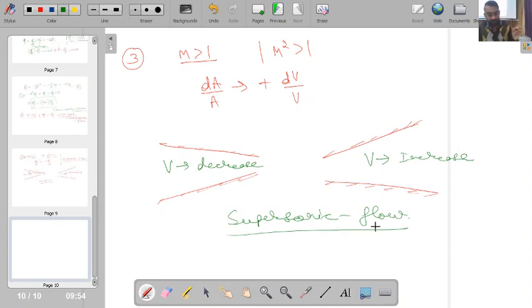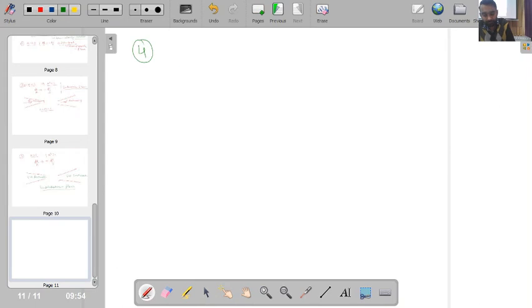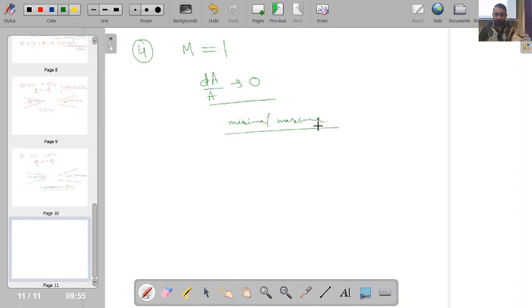Okay. Fourth situation, when my Mach number is equal to 1, corresponding to that I will find dA by A is 0. So if the differential of area becomes 0, it means the area is either constant, or it is at a minimum or a maximum. For maximum, we don't have any limit for increasing area, so maximum goes up to infinity. So it means I will have a minimum in area corresponding to M equal to 1.